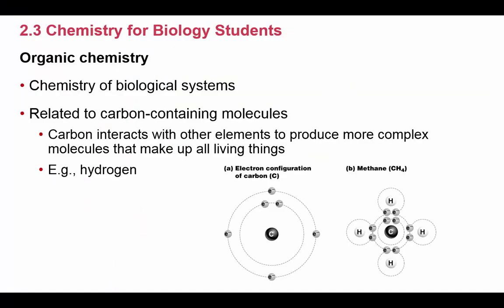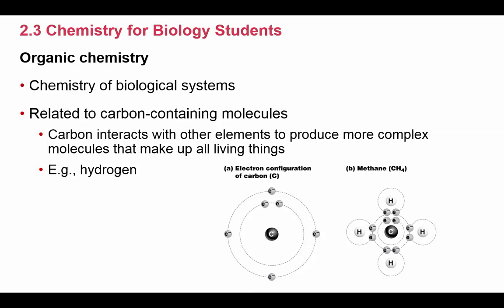Okay, that takes us to section 2.3, and objective 1 says define organic chemistry and discuss the importance of carbon in living organisms. Well, organic chemistry is the chemistry of living things, of biological systems, and it's all about carbon. And the reason is because carbon interacts with a lot of other elements to make more complex molecules that make up living things. For instance, you can see in figure A the electron configuration of carbon, and in figure B, carbon interacts with those 4 hydrogen atoms and makes methane.